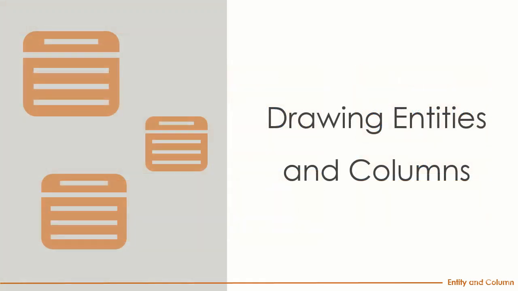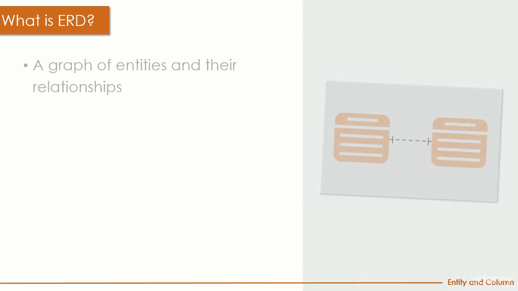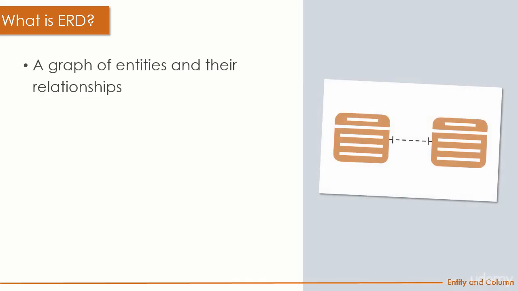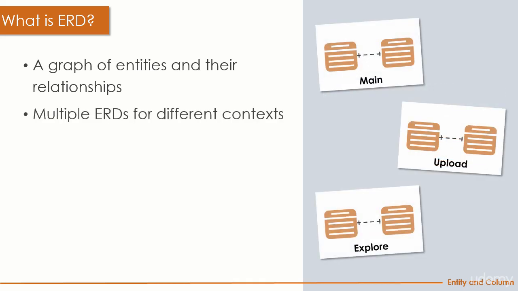Let's move on to talk about how to draw the entity and column. Before we draw the entity, we need to create the entity relationship diagram, or in short, ERD. An ERD is a graph of entities and their relationships. We suggest creating multiple ERDs in your project rather than a single giant ERD that contains everything. That can increase the readability and understandability of your design.